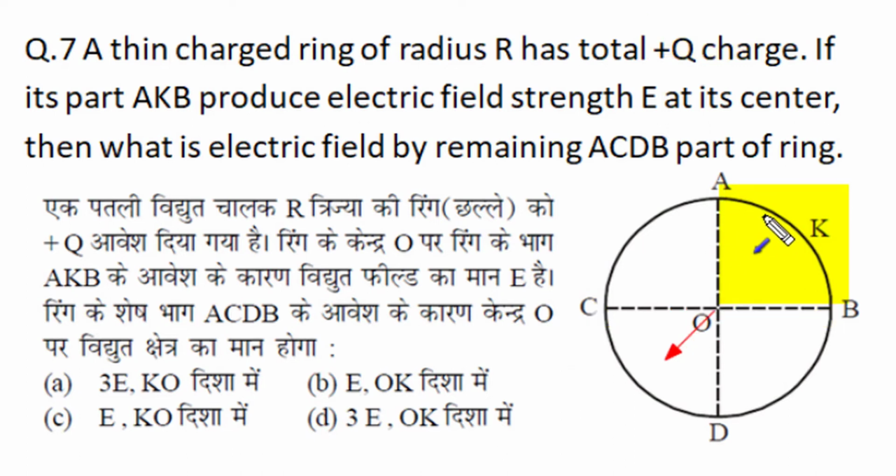So if the electric field intensity contribution of the AKB quarter section is capital E directed in this red arrow direction, then the electric field contribution of the remaining 3/4 section ACDB will be equal and opposite to this section to produce resultant electric field 0 here. So the electric field contribution of ACDB is again capital E, and it is directed from O to K. This second option, with amount equal to the electric field of AKB and direction opposite to it in the OK direction, will become our right choice.